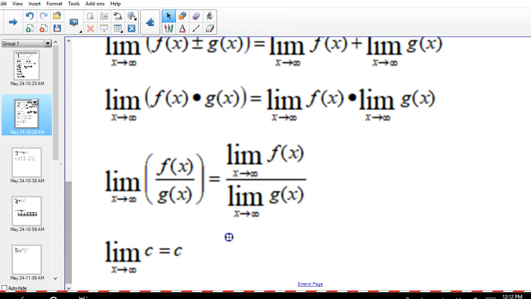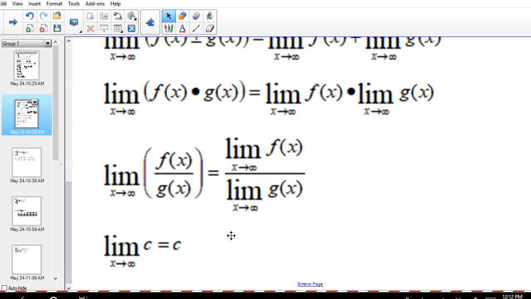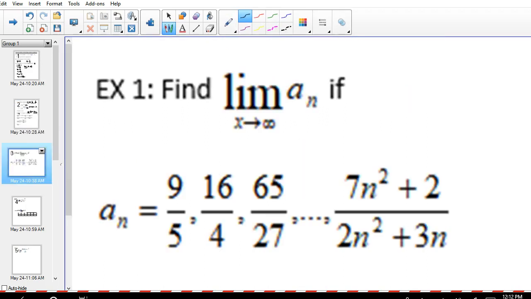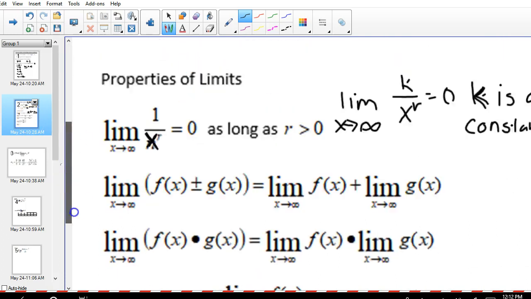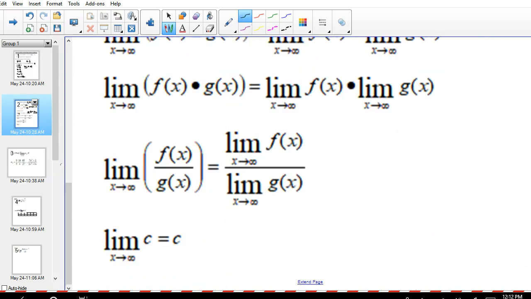This is like if I had the limit as x approaches infinity of 7. Does 7 have an x with it? It does not. So is the x going to affect that 7 at all? 7 is just 7. If it doesn't have an x with it, it just is that number. Okay, so these are all some properties of limits that we're going to use.